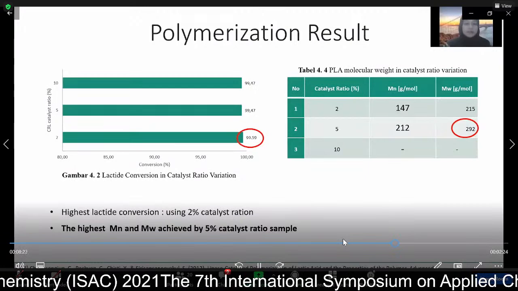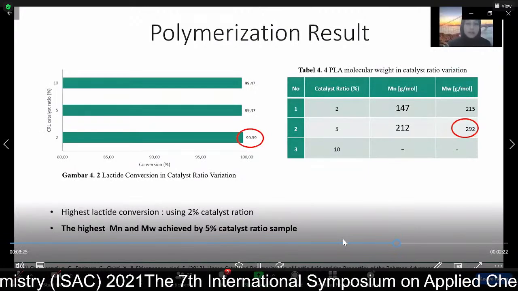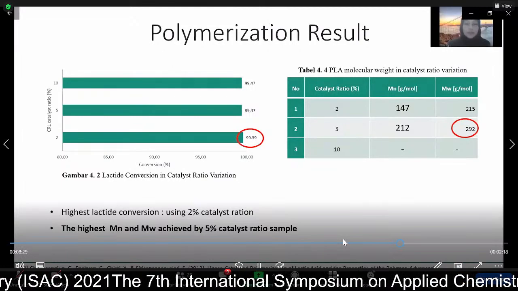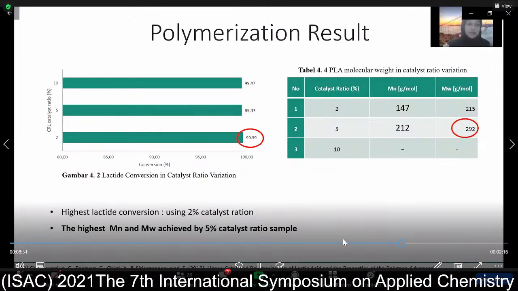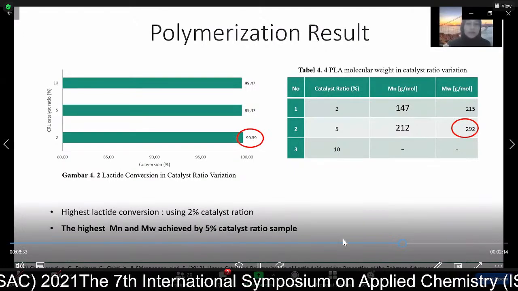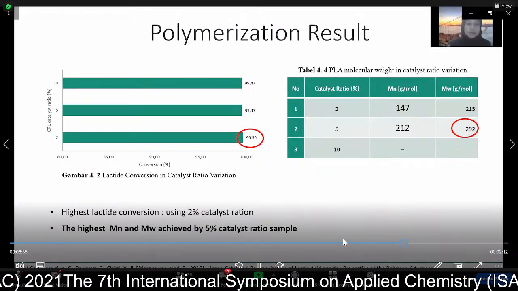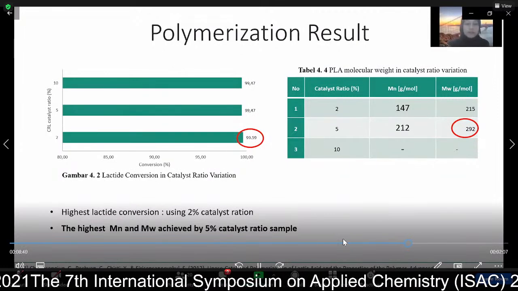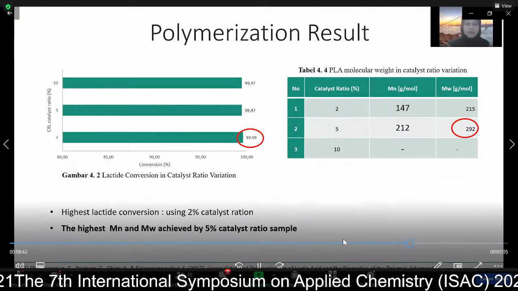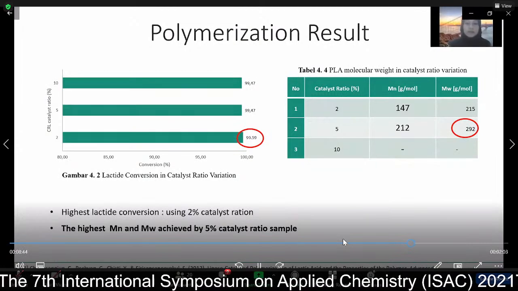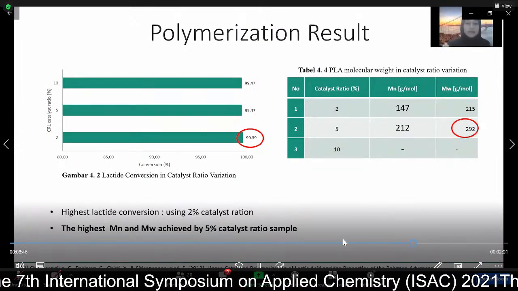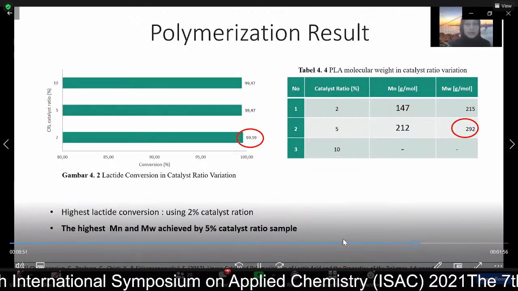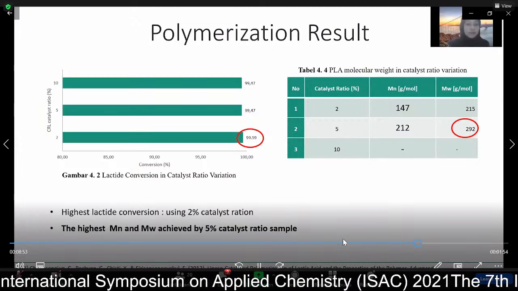Based on the table, the highest number average molecular weight is 212 gram per mole, and the highest molecular weight of PLA is 292 gram per mole, achieved using a 5% catalyst ratio. Some studies show that the higher the catalyst concentration used, the higher the catalytic activity in the polymer solution, and it produces a higher average number of PLA.